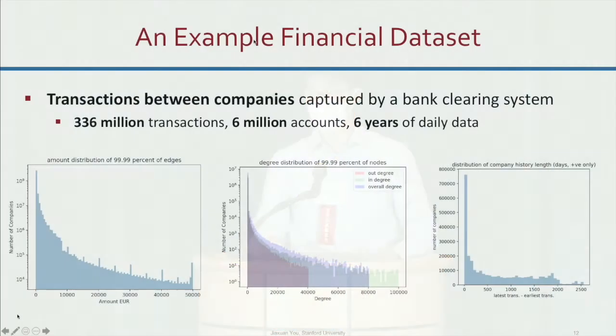And here's an example financial data set that we're considering. The data set captures transactions between companies from a bank clearing system. There are more than 300 million transactions, 6 million accounts, and 6 years of transaction data. Here, I show three different distributions about the transaction amount, the degree of a given account, and the history length of a given account. And you see that they roughly follow the power law distribution, which we often observe in real-world graphs.